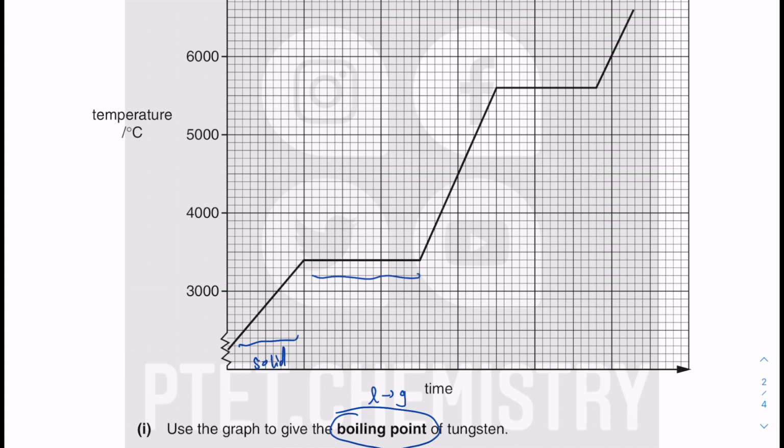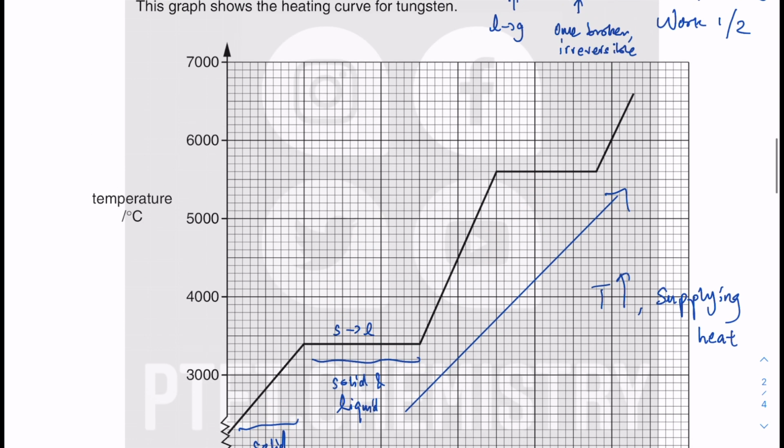From here to here will be solid and liquid, because this is the change of state, solid going to liquid. And I say it's melting instead of freezing because my temperature is continuously going up. As my temperature continuously goes up, it means that I am supplying heat energy. And if I'm supplying heat energy, that means I'm heating. All right. So here to here, that is a liquid state.